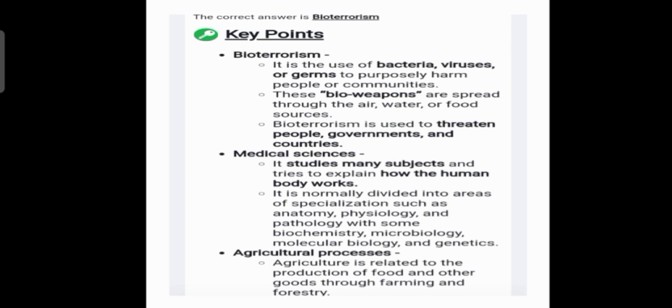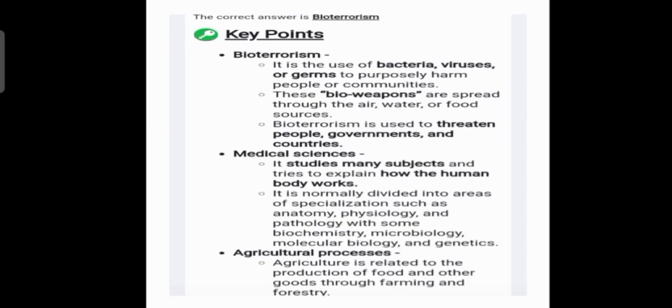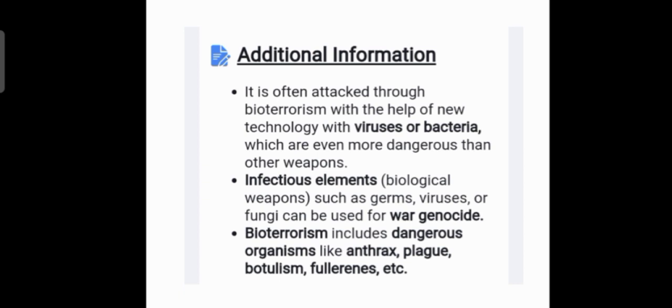Medical science, we know, studies many subjects and tries to explain how the human body works, etc. And the agriculture process is related to the production of fruit, etc. So, black biotechnology is associated with bioterrorism, the use of bacteria, virus, germs to threaten people, government, or countries, used as bioweapons. So, black biotechnology, bioterrorism. Additional information about bioterrorism, you can read this also.